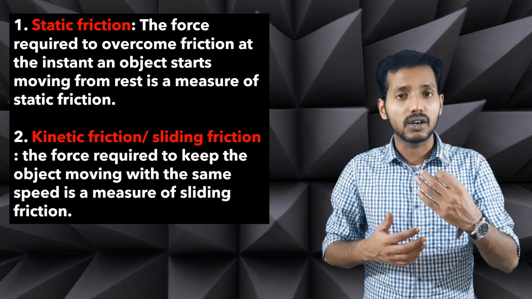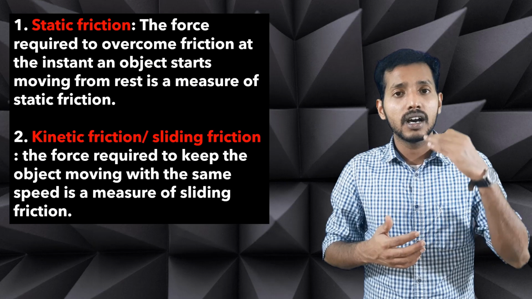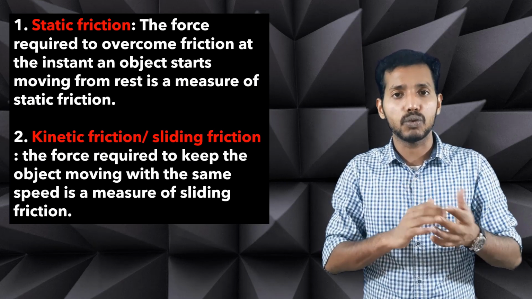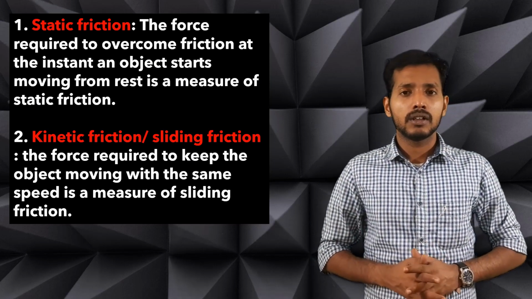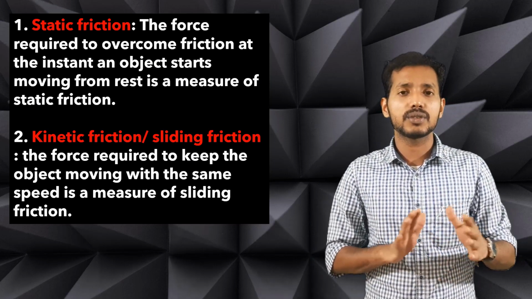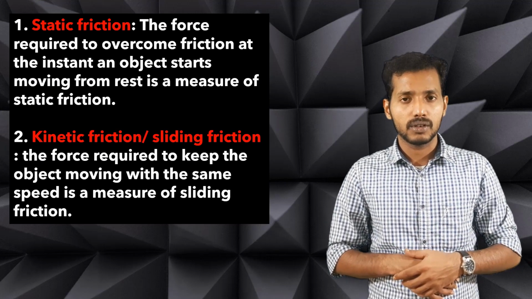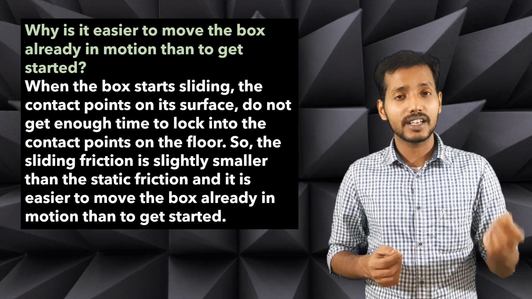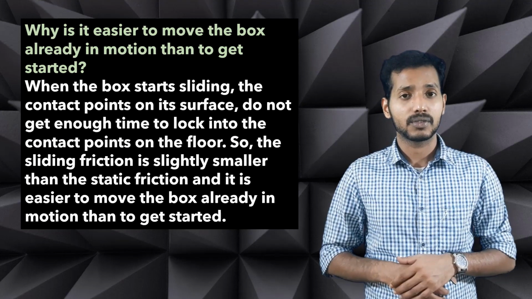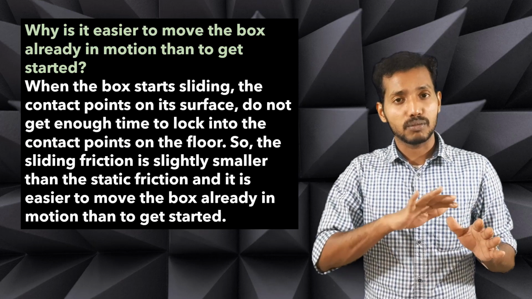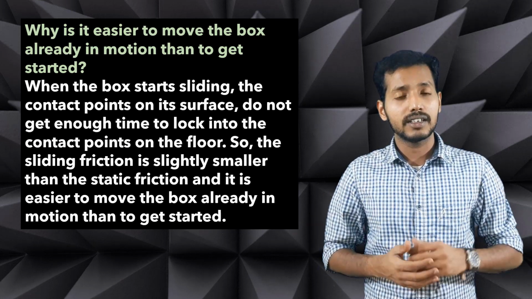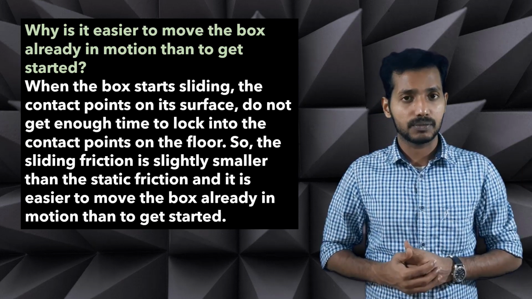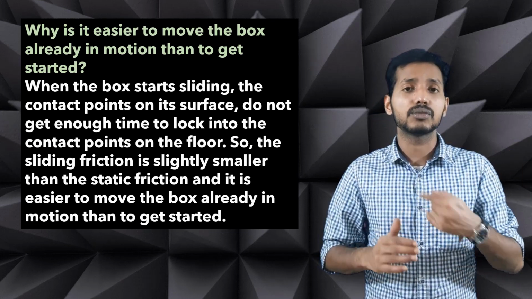So which is the sliding friction or kinetic friction? Kinetic means moving. So there is a slight difference between static and sliding friction. For example, why is it easier to move a box that is already in motion than to get it started? That means if an object is in motion, then it is easier to move the object in the same direction than to get started from rest.